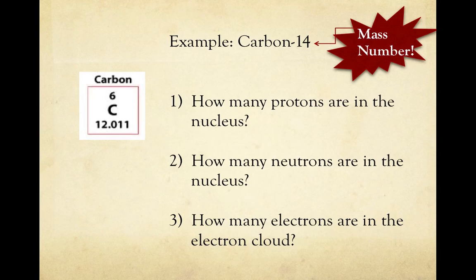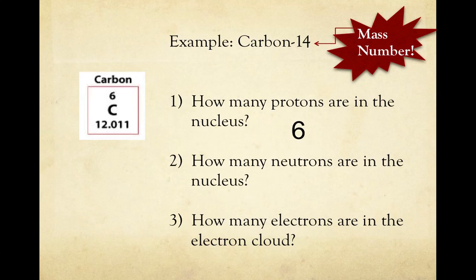Now 14 is the mass number. So how many protons are in the nucleus? Well, first I'm going to look over here. Carbon, the atomic number right here is 6. So it means there are, boom, 6 protons in the nucleus.